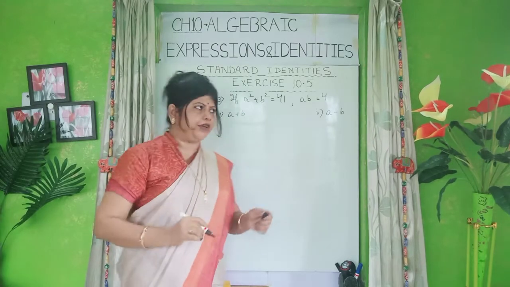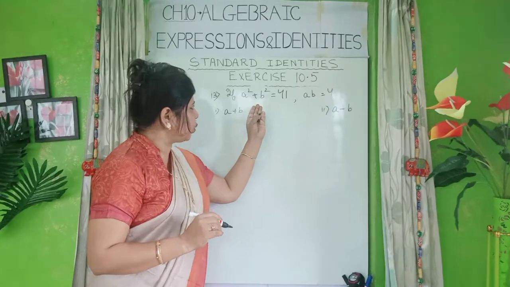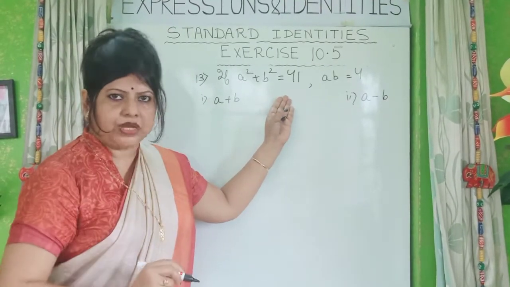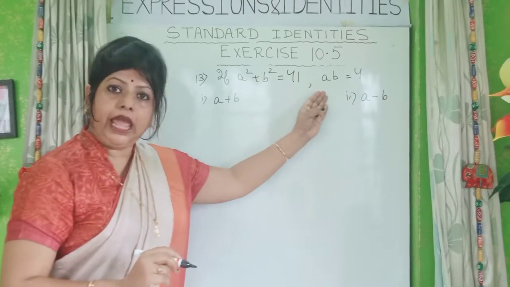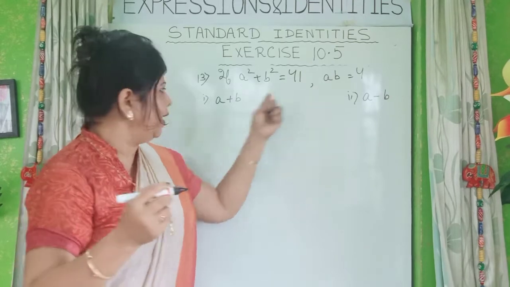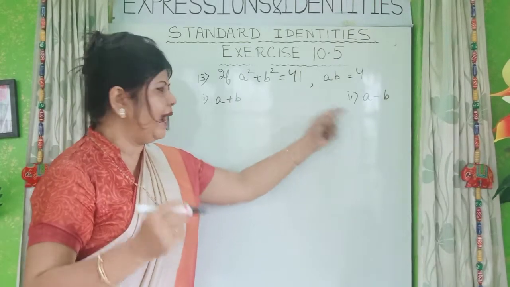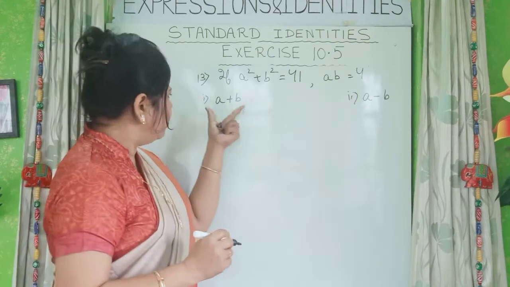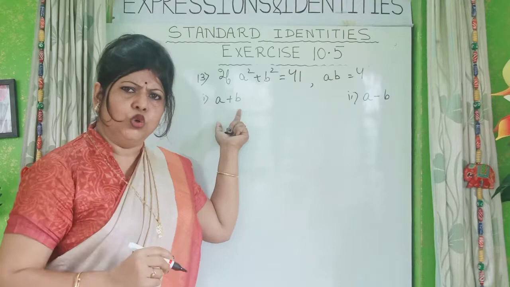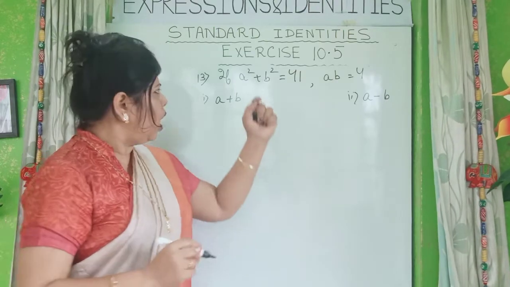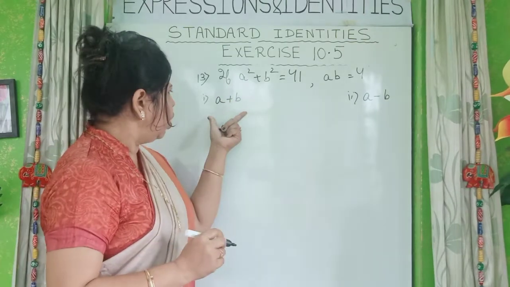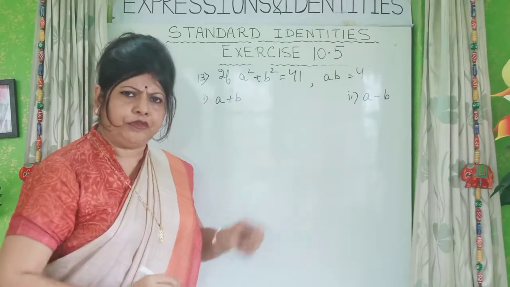Now see what is given. Here it is given a square plus b square is equal to 41. So a square plus b square is given. And what else? ab is given. ab equals to 4. And what we have to find? We have to find a plus b and a minus b. Now, the moment you have to find a plus b, which identity shall we use? Let us think. So, here a square given, b square given, ab given. So, a plus b I have to find.